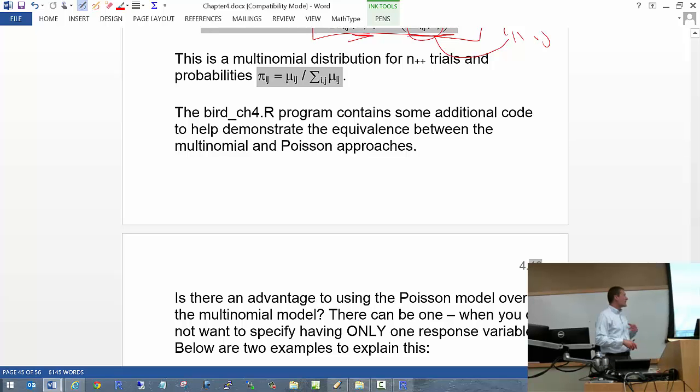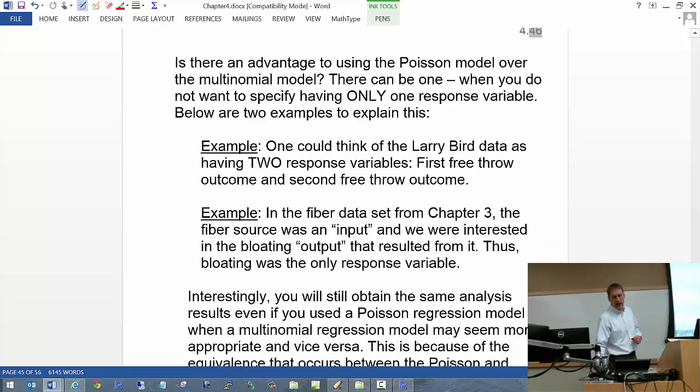My bird_chapter4.r program contains some additional code to help demonstrate the equivalences of the two. So I look at it from a multinomial standpoint, and I looked at it from a Poisson standpoint to show that indeed you do get the same results. So you might be wondering, okay, so I have more than one way to do exactly the same thing. Which is better to use?